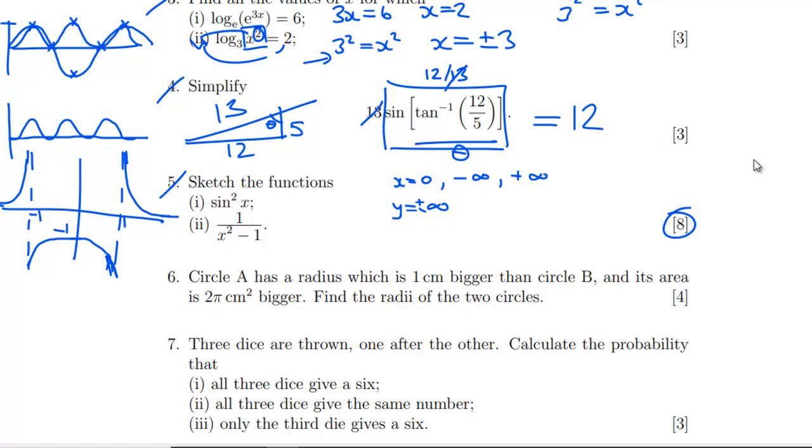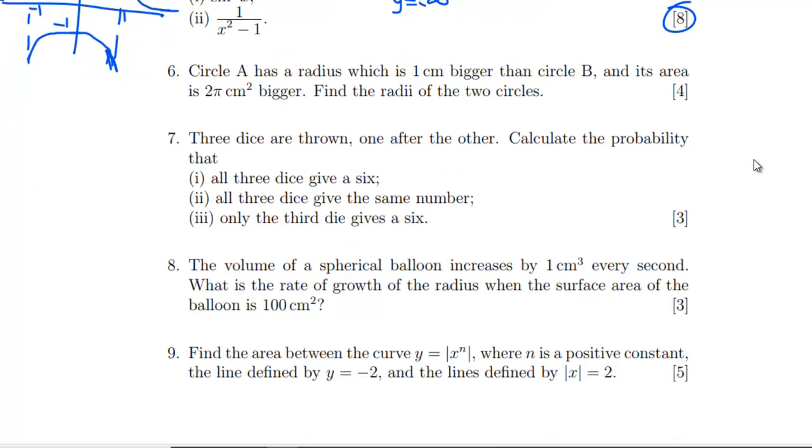Question 6, circle A has a radius which is 1 centimetre bigger than circle B, and its area is 2 pi centimetres squared bigger. Find the radii of the two circles. Right, so what have they told us with all of this then? Let's scroll down a little bit. We'll have to steal some space. Hopefully we're going to get a short question fairly soon.